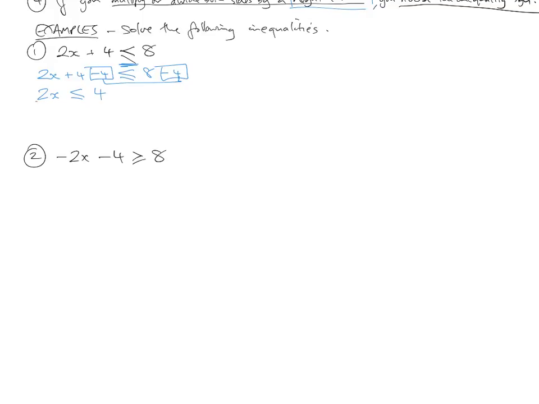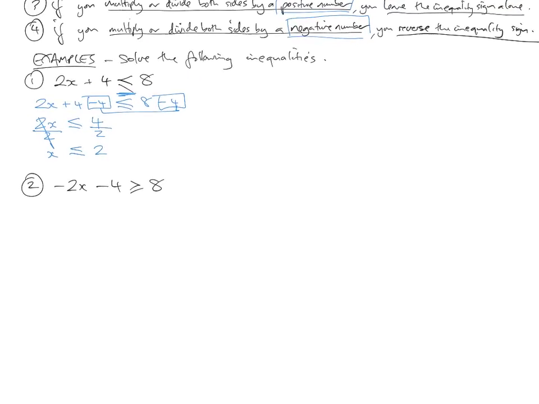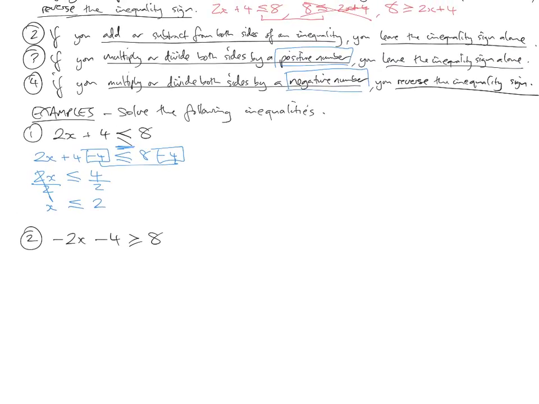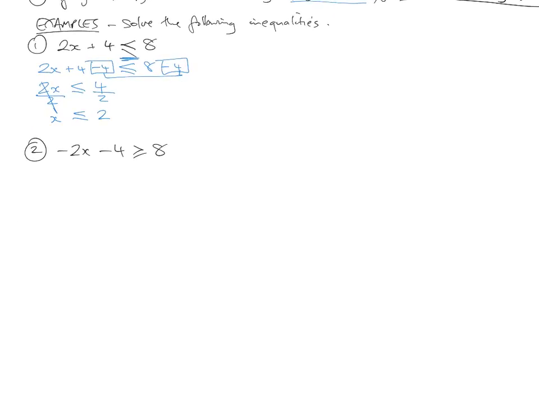Next, what's the opposite of timesing by 2? Divide by 2. Divide both sides by 2. That cancels. x is going to be less than or equal to 2. Why didn't I touch the inequality sign? Because if you multiply or divide both sides by a positive number, you also leave the inequality sign alone. I divided both sides by positive 2, so I didn't have to do anything.